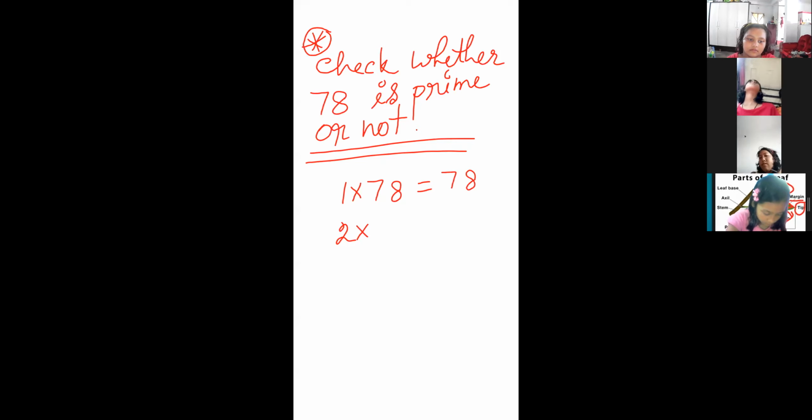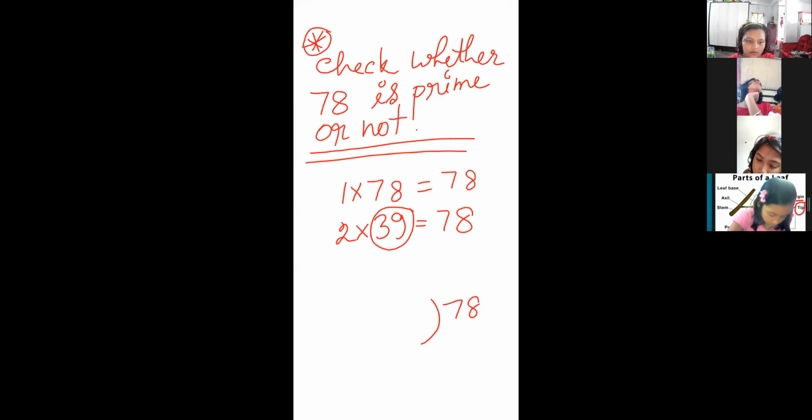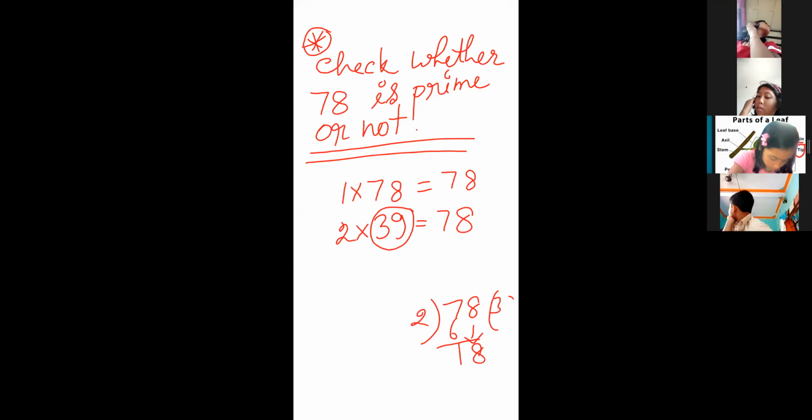So, find the factors of 78. 1 into 78, then 2. 2 into what will be 78? 39. Look, that will be 78. So, now how do we get it? Basically, we are dividing 78 by 2. Yes, right? 2 threes are 6. Then 1, then this 8 will come. 2 nines are 18. So, 39.